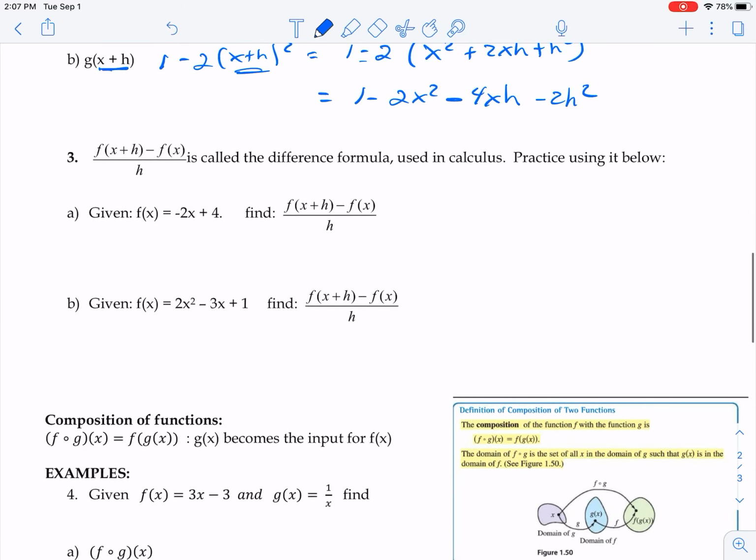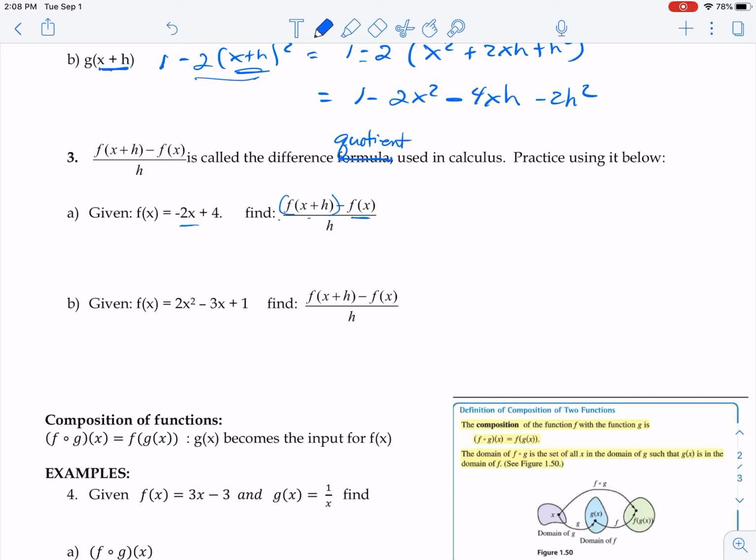The difference quotient is a big concept that we'll use again in calculus. This shouldn't say formula, it should say difference quotient, so fix that in your notes. It's used in calculus all the time. What you do is you find f of x plus h, just like we did here. You plug x plus h into the function, and then you subtract the function itself.